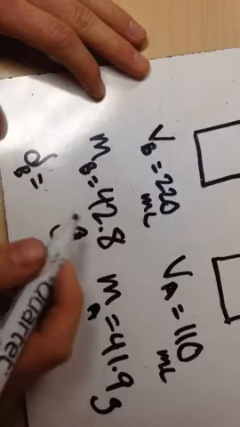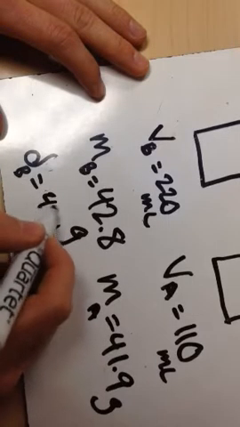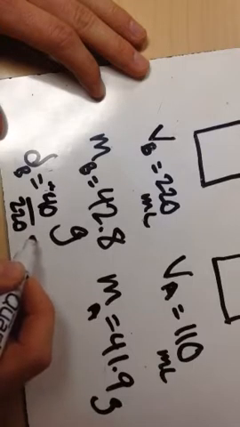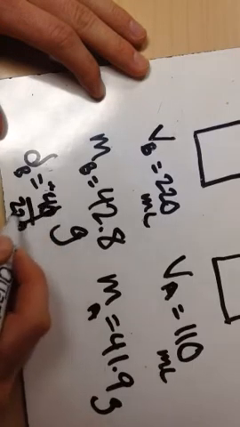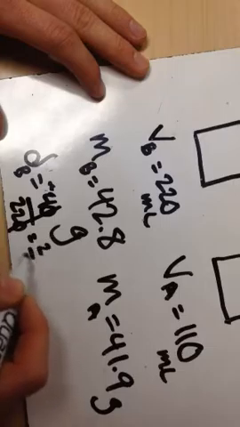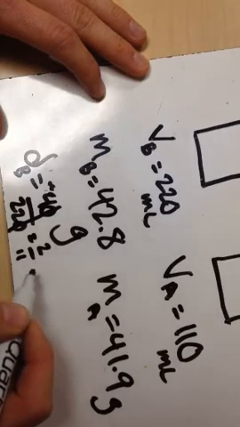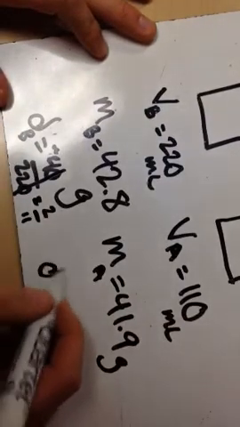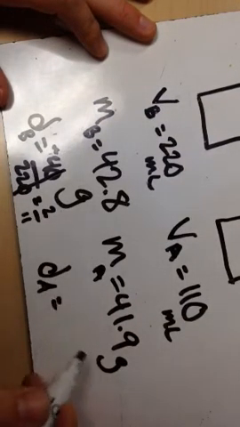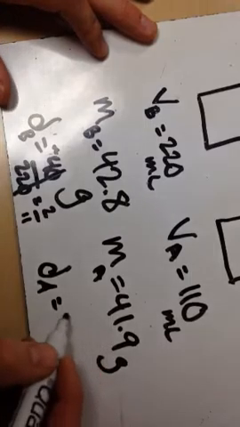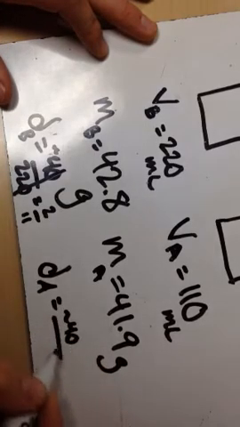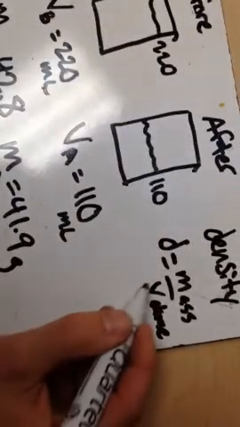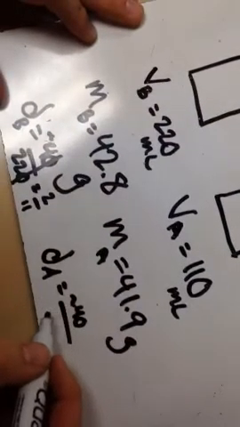So density before is 40, roughly, right? 40 over 220. So if we cross out the zeros, 4 over 22, simplify that, 2 over 11. So we have 2 over 11. Let's just leave it there for now. Density after is going to be around 40, again, roughly, over our volume now, volume after, again, mass over volume, which is 110.